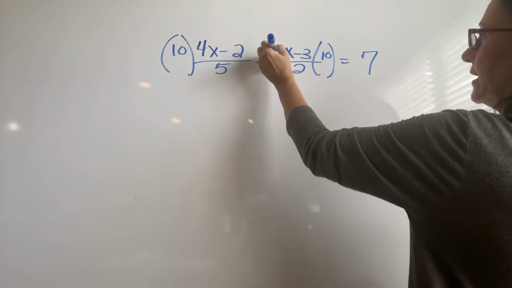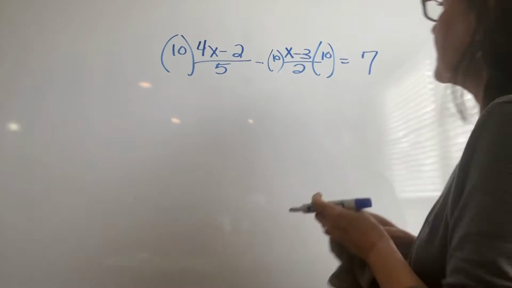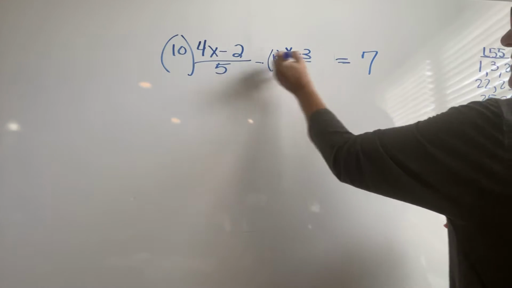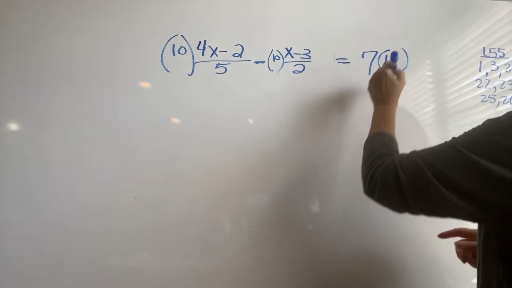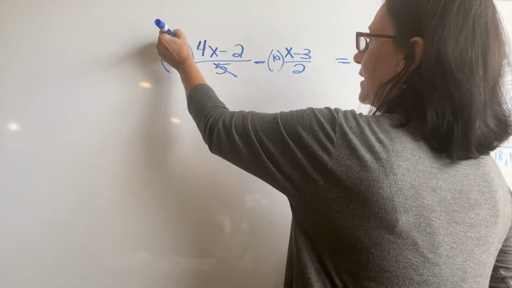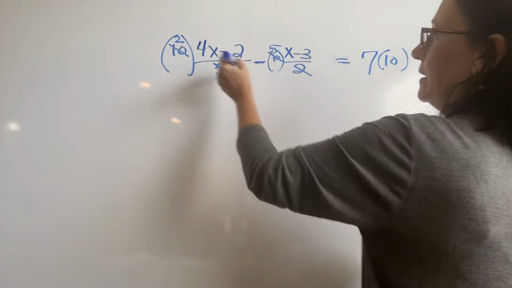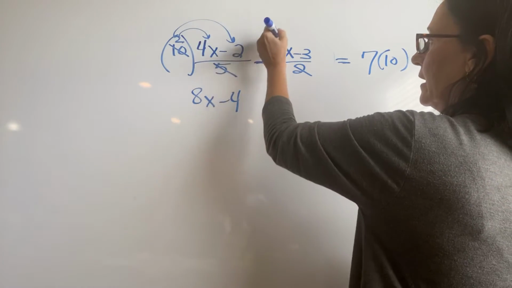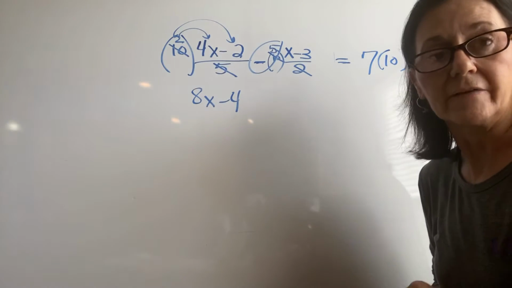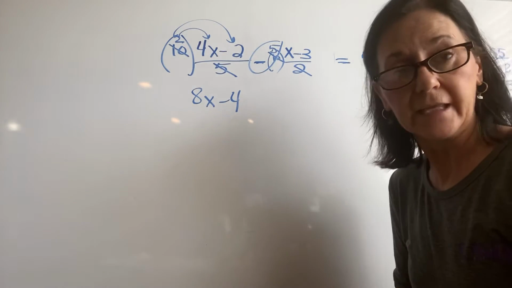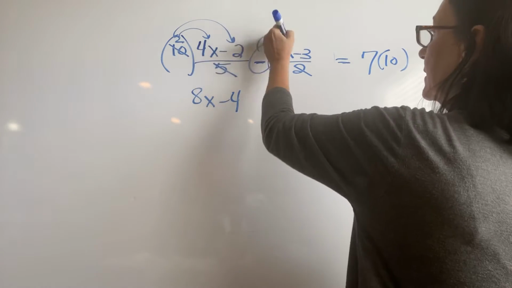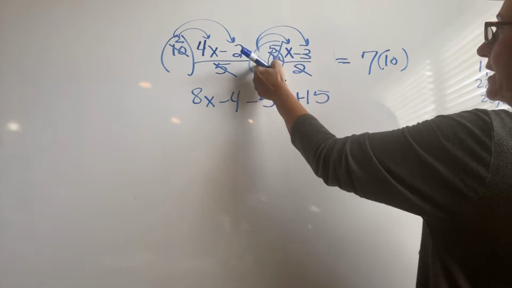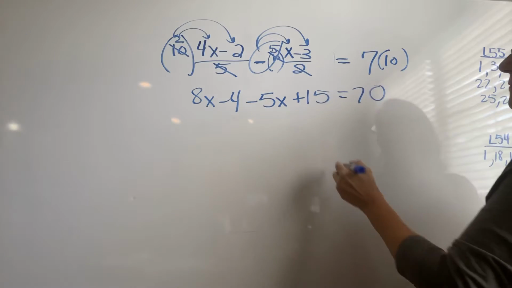I'm going to put the 10 over here because that's going to be a negative 10. So when I simplify and distribute, that will be a negative because of this minus sign, multiplying by 10. Before I multiply, I simplify. I distribute the 2, so that's 8x minus 4. Now that's a negative 5 because of the minus sign. So I'm distributing the minus sign and the 5 at the same time. So that's negative 5x plus 15, because that's a negative times a negative, equals 70.